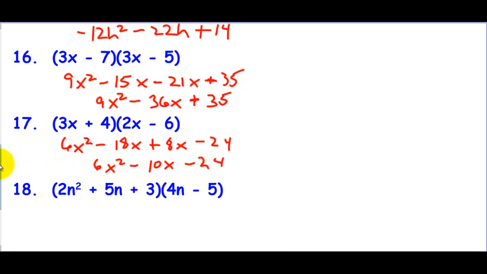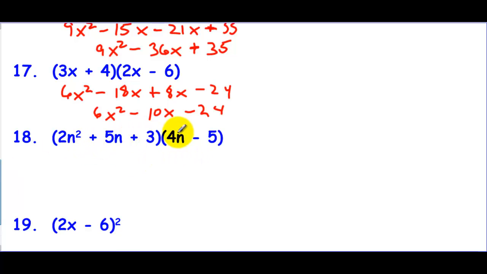Okay. When we move on to 18, 18 is a trinomial times a binomial, but nothing's going to change except that we need to distribute 3 times now instead of 2. So I'm going to take 2n squared times both parts of this. Well, that looks like in the first one, 8n to the third minus 10n squared. And then I'm going to move on. 5n times 4n is 20n squared. 5n times negative 5 is going to be negative 25n.